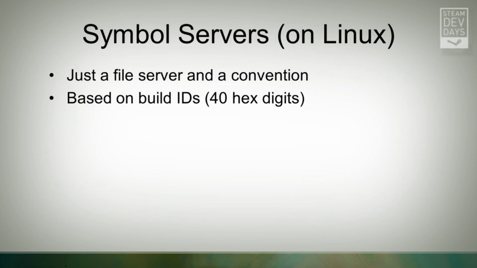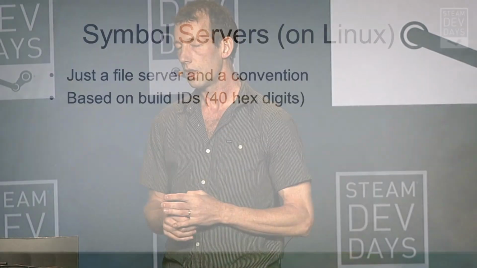So symbol servers on Linux are one of those dark secrets that a lot of Linux developers don't even know exist. They've been around for about 6 or 7 years, but they're terribly underutilized. They're just a file server and a convention, and they're based on what are called build IDs. These are 40 hex-digit numbers that you can burn into every shared object to uniquely identify them.